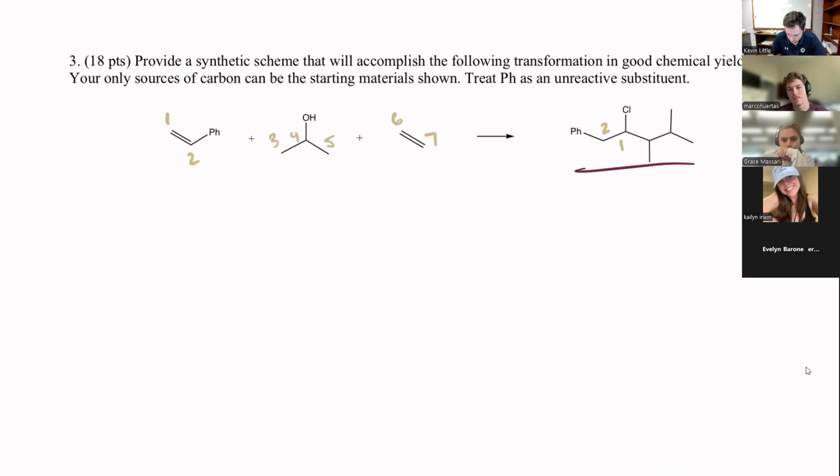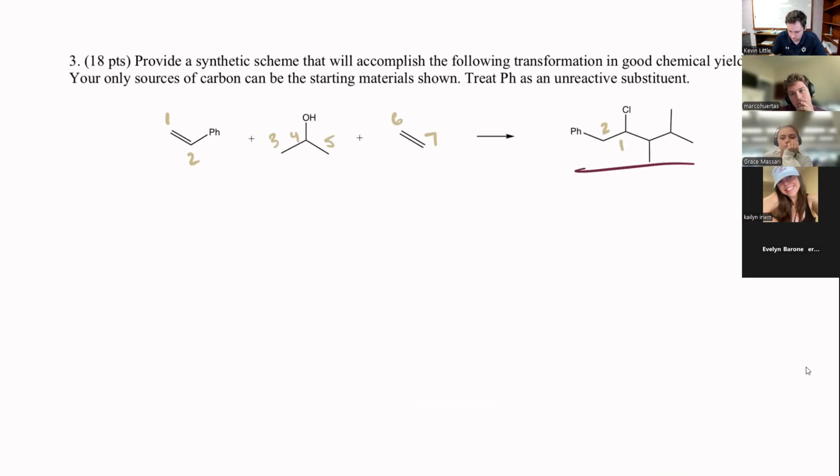Let's do a thought experiment. Can we put 6 and 7 here? No. Why? Because they're... where would that put 3, 4, 5? Not connected. So I cannot put 3, 4, and 5 there. That means I cannot put 6 and 7 there.